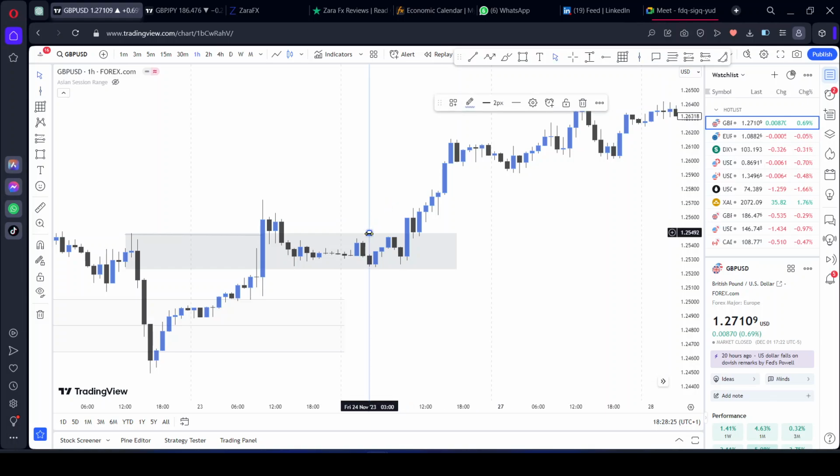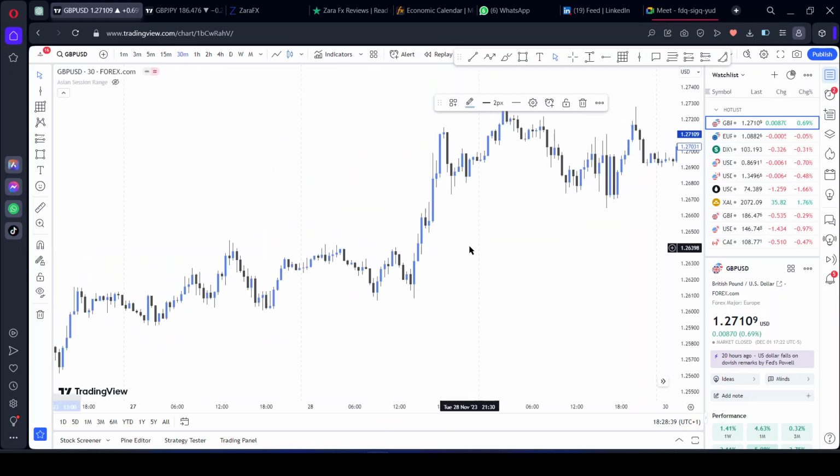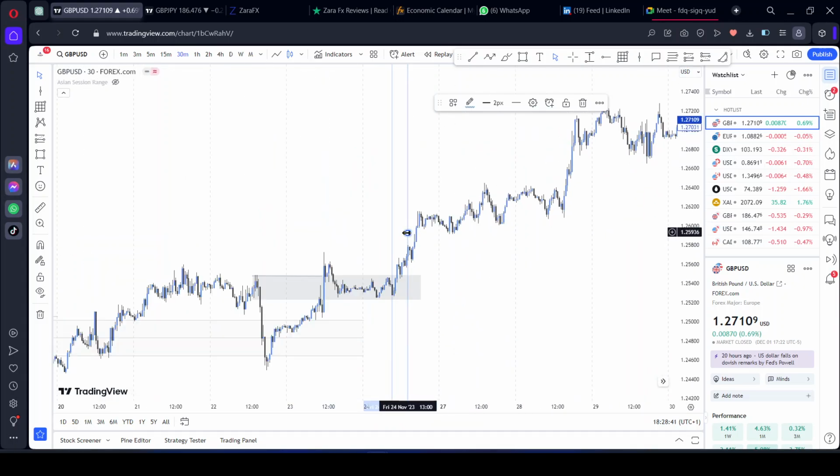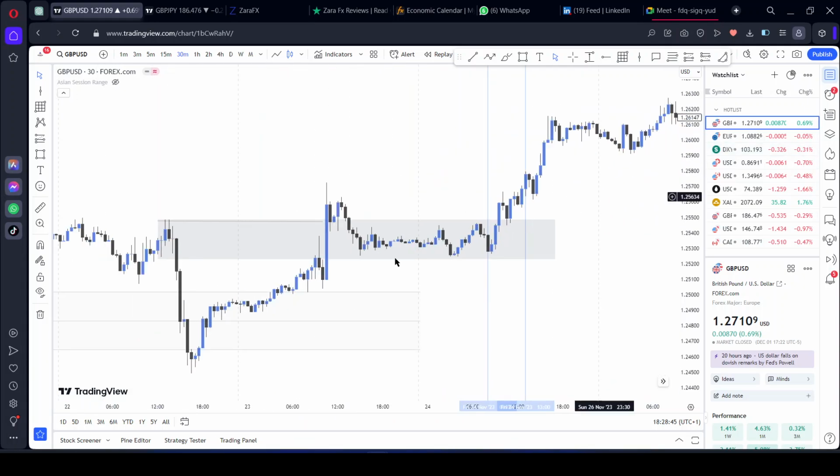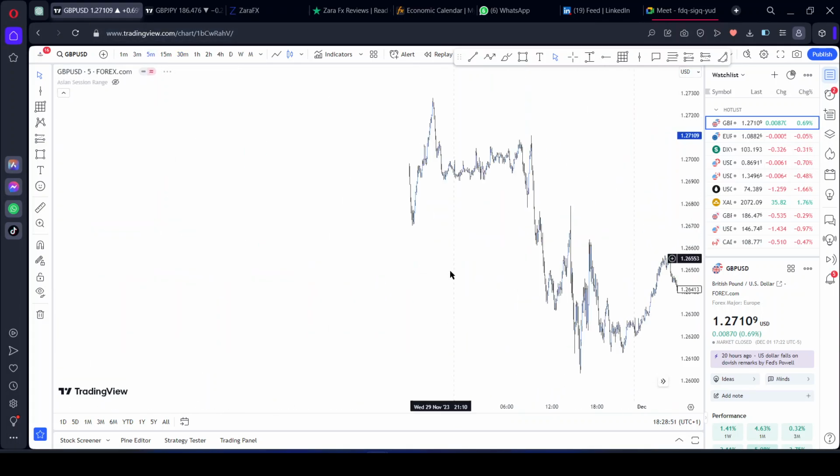line in the new day, mark 8 a.m. Then put another one at 1:30. Go to 30 minutes time frame. Now that I've marked it, what time frame am I going to? 5 minutes time frame, because I'm looking for entries.